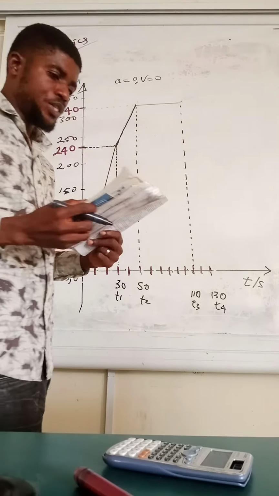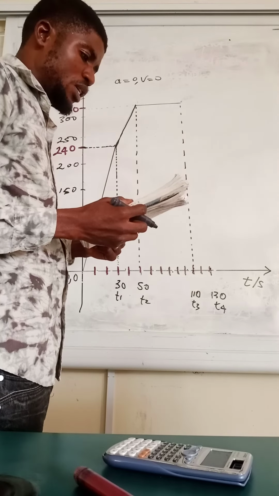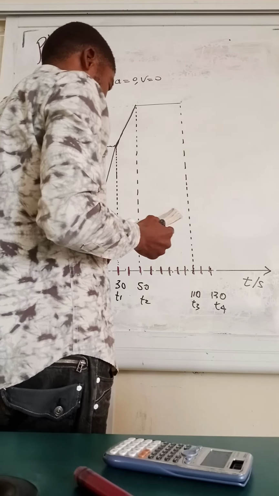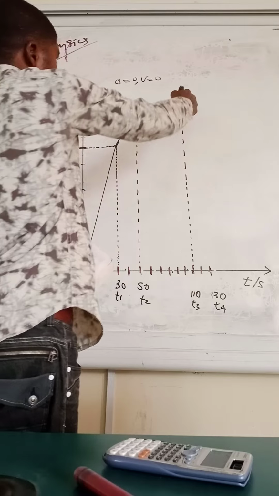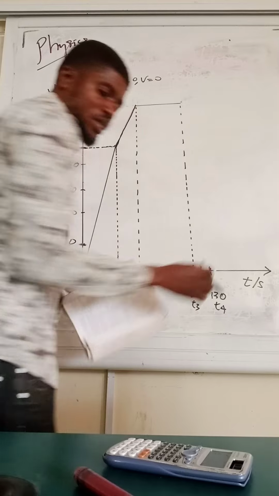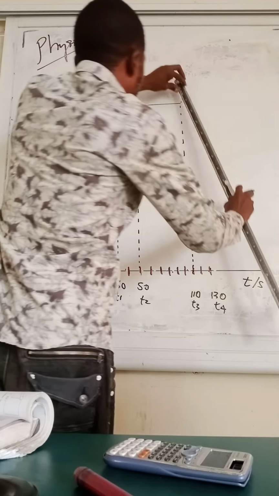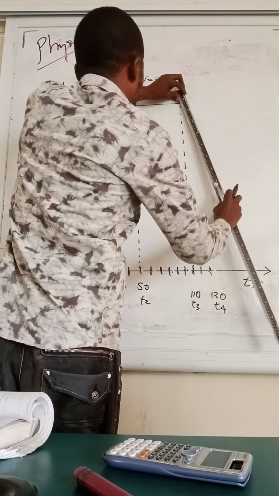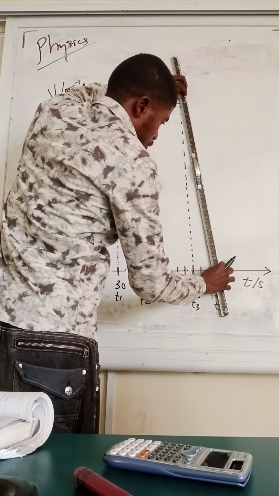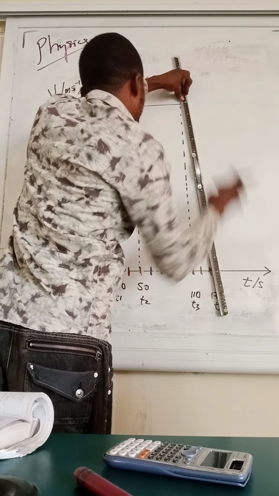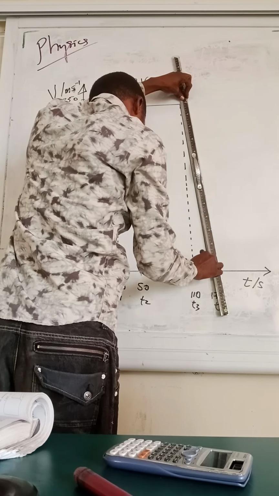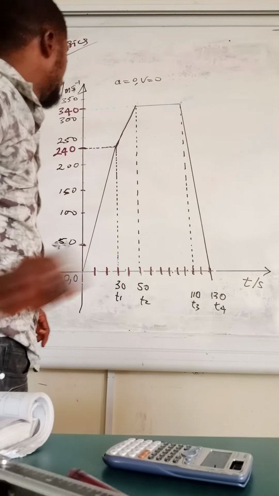Now, the second one. The body maintains the speed for 60 seconds, after which it is brought to rest in 20 seconds. The body was now brought to rest, decelerated in 20 seconds. Now count, this is 10, 20. The body decelerated within 20 seconds. So you put your ruler here, from here to this point. That is where the deceleration took place. So down. That's it.